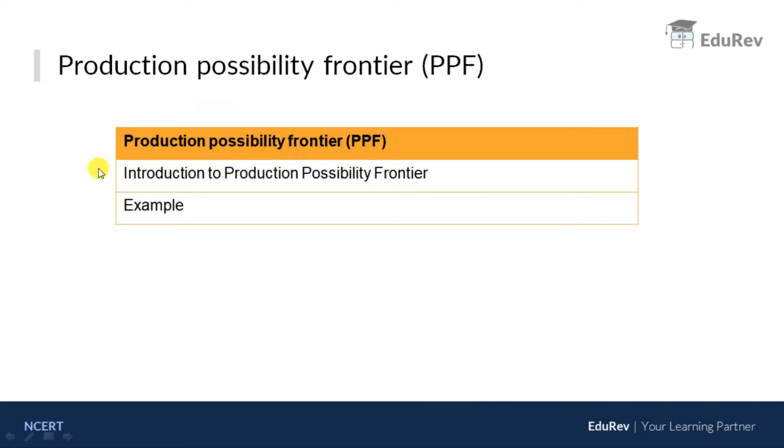We will first introduce the concept of PPF, what is the meaning of PPF, and then we will try to understand with the help of an example. Okay, let's move on.